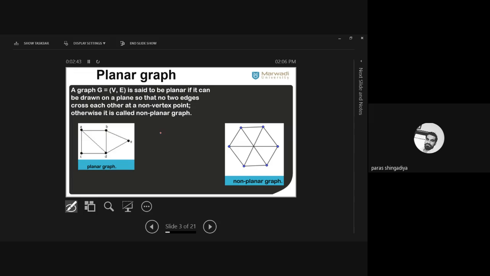Let's try. Four vertices with four edges. No two edges intersect. So what is the answer for this one? It is a planar graph. No edges cross. What is the meaning of cross? If you consider any two edges and draw this graph in such a way, now there is an intersection of these two edges. At which place? At a non-vertex place.